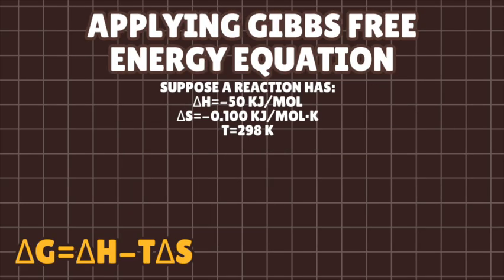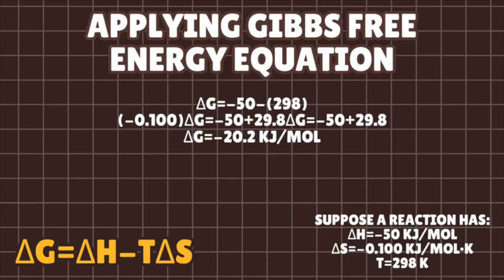Now let's apply what we just learned. I want you to pause the video and use the Gibbs free energy equation to solve this problem. Now, after you plug the variables into the equation, you get delta G equals negative 20.2 kilojoules per mole. Now, is this reaction spontaneous, non-spontaneous, or is it at equilibrium?